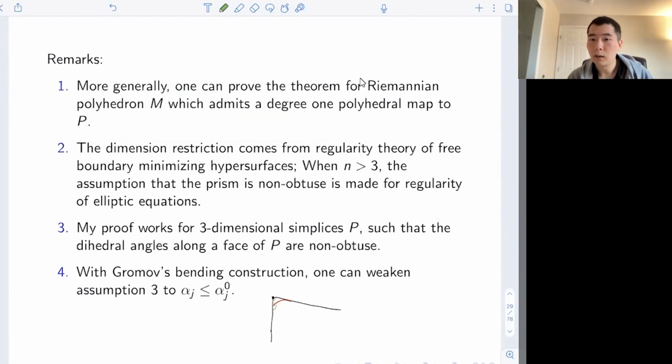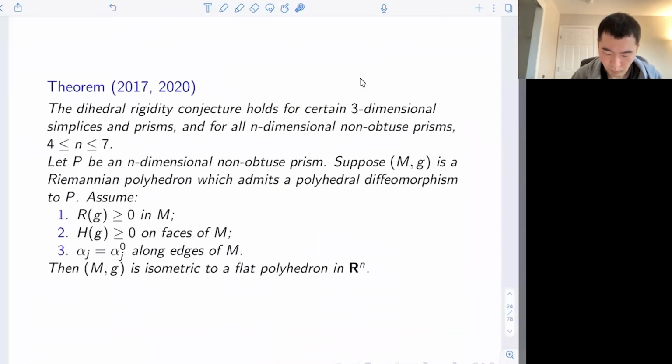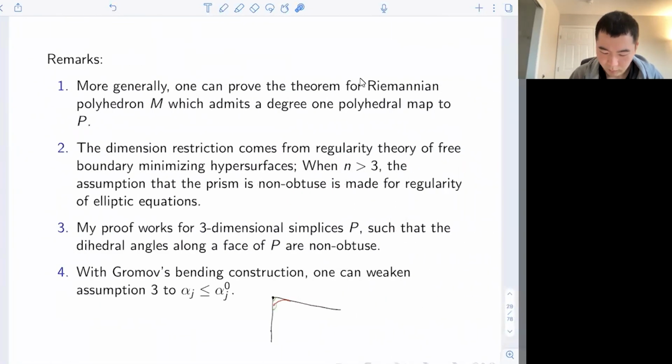Okay, so in other words, heuristically, the following is true. Suppose we have a counterexample to the conjecture where you assume to start with that the dihedral angle is everywhere less than or equal to the constant dihedral angle of the Euclidean model. Then by doing this construction, you can make the dihedral angle precisely equal to the Euclidean model, while also increasing the boundary mean curvature. So with this construction, one can weaken assumption 3 here, from the dihedral angle being everywhere equal to being everywhere less than or equal to that of the Euclidean model. Okay. All right.